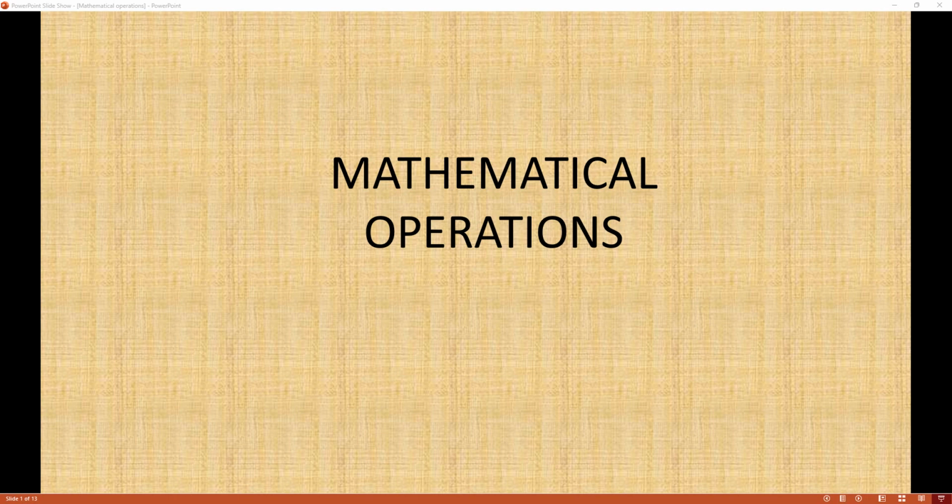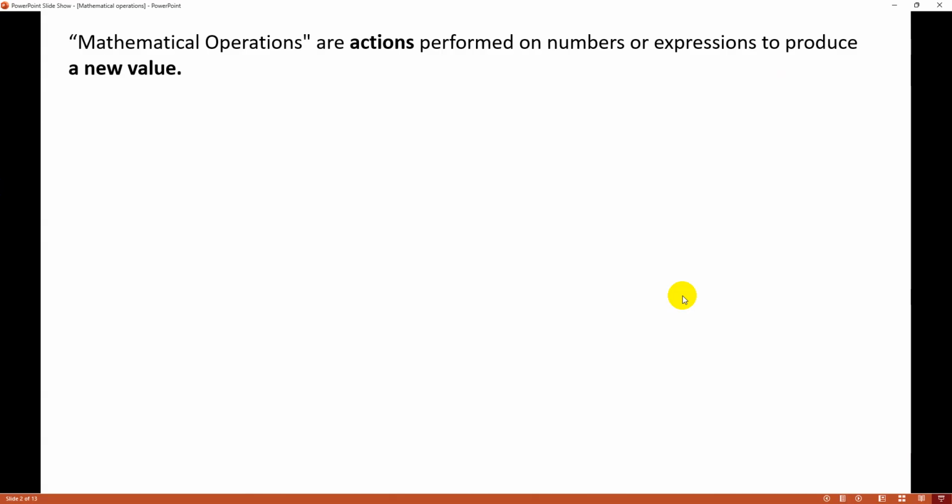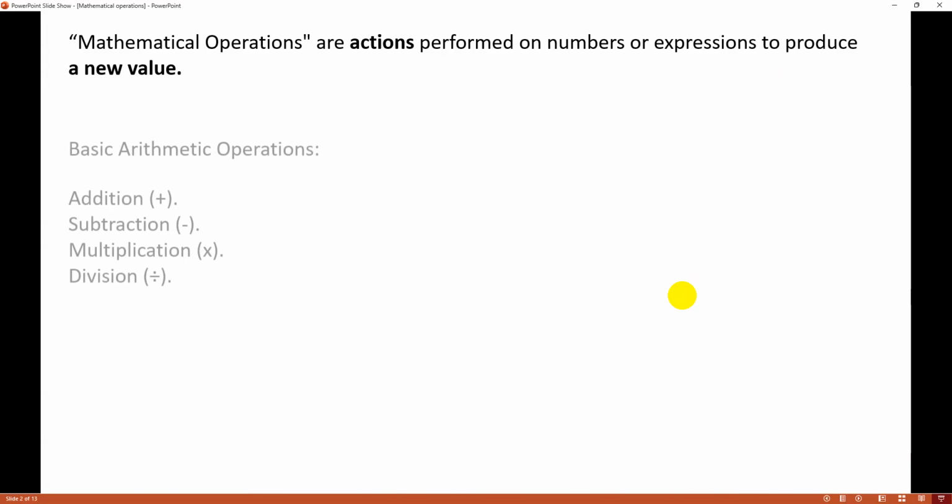Hello, today we will be talking about mathematical operations. So, mathematical operations are actions performed on numbers or expressions to produce a new value.